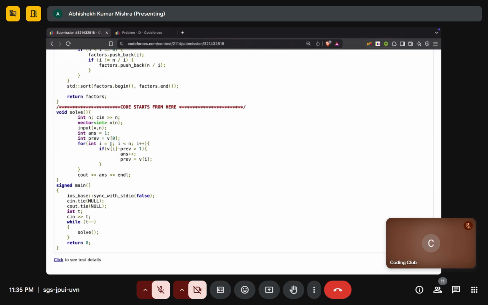Now we will traverse from the second element of the array, from 1 to n, i plus plus. If the current element minus previous element is greater than 1, then we can keep this v of i, we can keep this current element. So our answer increases and the previous element now becomes v of i. If it is not the case, we will not keep it, we will skip. So at last the answer will be our answer. So what is the size of the array in which no two consecutive elements have a difference of 1? So this is what the question says.